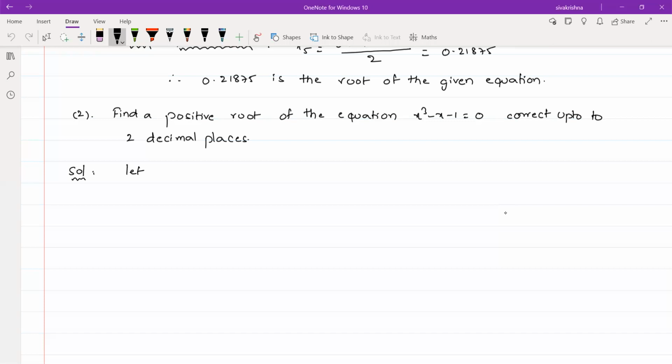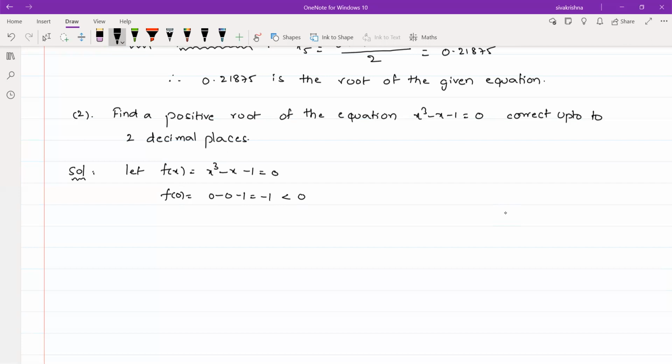let f of x be equal to, I am naming the given equation as f of x is equal to x cube minus x minus 1 is equal to 0. So now we have to select two numbers such that the signs of those two numbers, when we substitute in this particular equation, are opposite. Okay. So now I am starting with 0. So f of 0. When we substitute 0 in the given equation, we get 0 minus 0 minus 1, which is equal to minus 1, which is less than 0. It means the sign of f of 0 is negative.